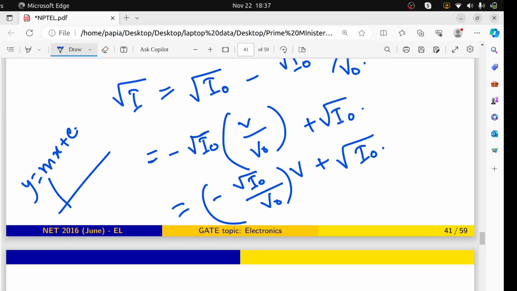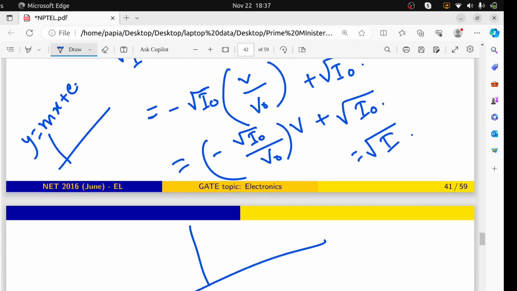What will be y, what will be x? If I just compare these two with this one, then what will be the value of y and what will be the value of x? Can anyone tell me? If I write here y, x, then y will be what? And x will be what? X will be V, y will be root over I, right?